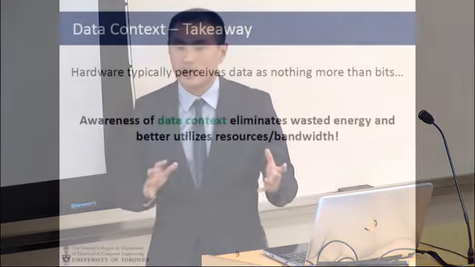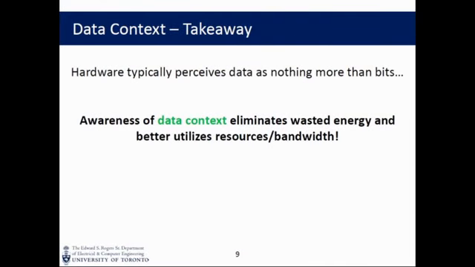Because now if we can't power on, we can't run all of our computations simultaneously anymore, but we could be more selective based on the significance of the data that we process. So the key takeaway is, I broke it down into that taxonomy, but the key takeaway is that in our conventional hardware, it typically perceives data as nothing more than bits. But awareness of this data context, if we could exploit it, we could eliminate fundamental wasted energy and better utilize our resources and our bandwidth.